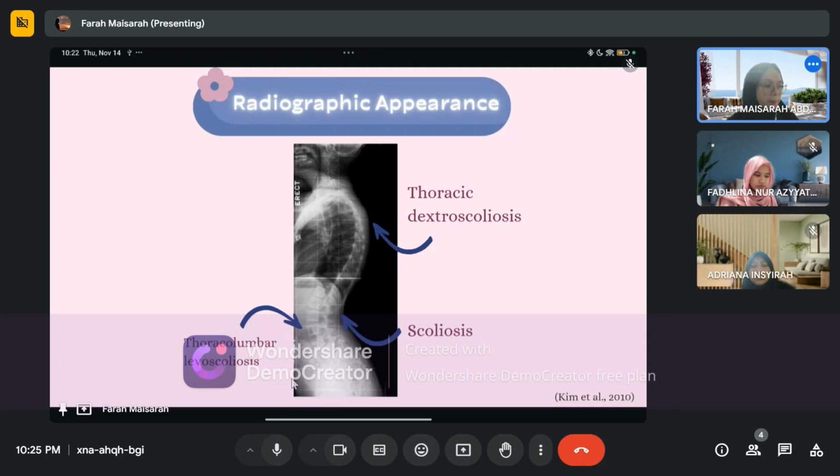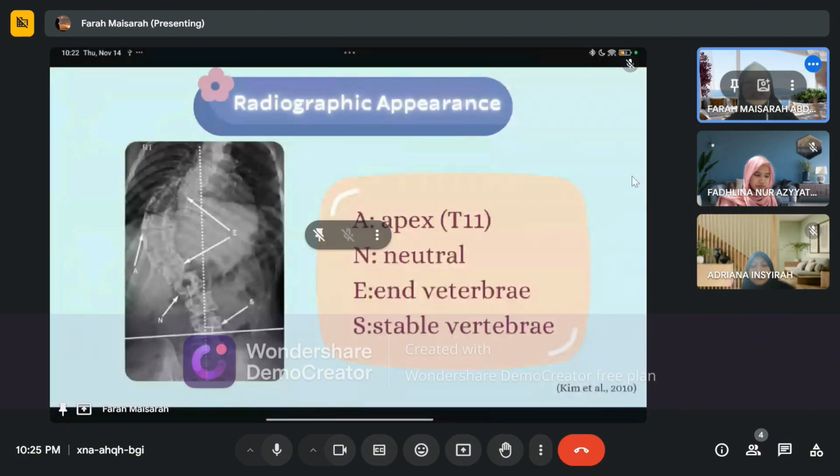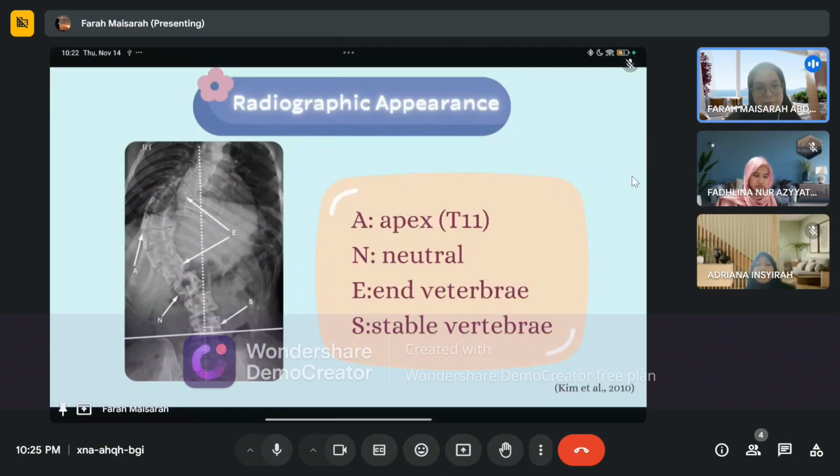Next, this radiograph is in AP projection. As you can see, the A is the apex at T11, the N is the neutral vertebrae, E is the end vertebrae, and S is the stable vertebrae. This patient, I think, has a C curve.